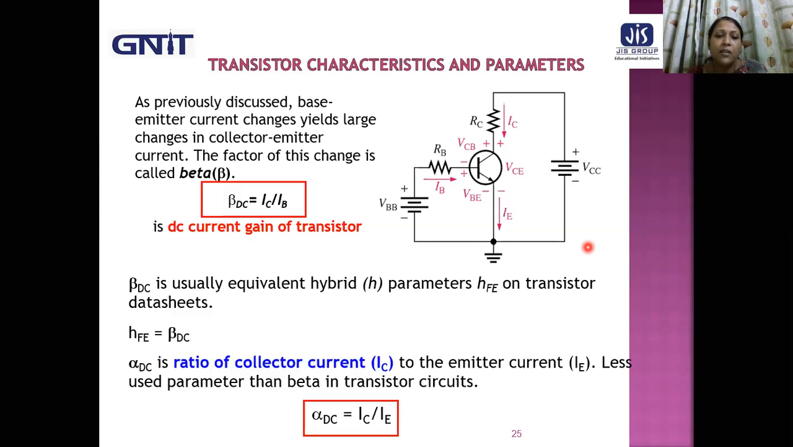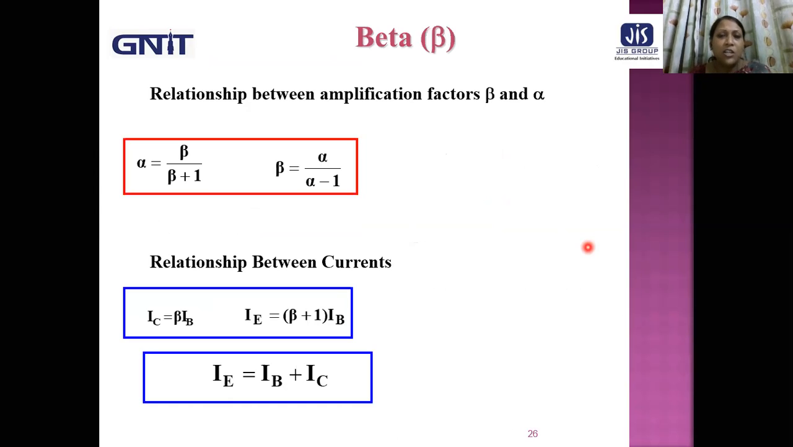Alpha is a less used parameter than beta in transistor circuits. Beta is mostly used. So alpha DC equals IC by IE. The relationship between alpha and beta is alpha equals beta by 1 plus beta, and beta equals alpha by 1 minus alpha. So IC equals beta IB, and IE equals beta plus 1 times IB, if we put the value of IC in the formula IE equals IB plus IC.